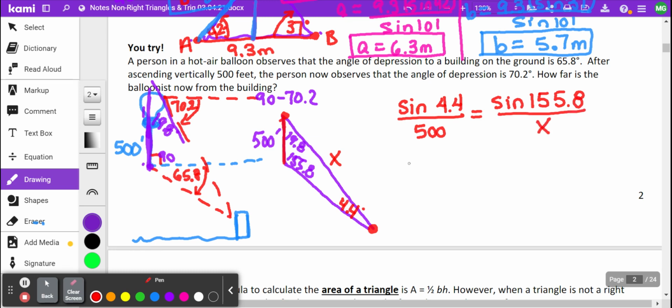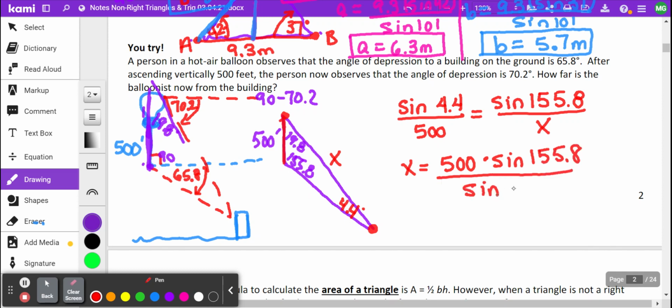And you're going to cross and solve. And again, I would hope you can start being efficient here. We can do 500 times the sine of 155.8, all divided by the sine of 4.4. And listen, if you need to do that in 2 steps, you do it in 2 steps. Just make sure you get it right. Okay, go ahead and put that in your calculator. I hope you're using the alpha y equals function to get that numerator denominator fraction. And you should get that it's about 2,671.6 feet away from the building.